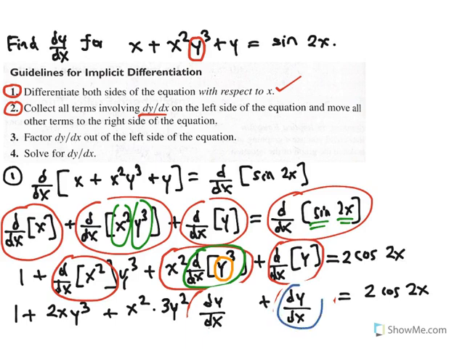So I have 2 terms that have dy/dx in them. So that's one term, and this is another term. The other terms do not have dy/dx, so I will move them to the right side of the equation. And then after I do that, I will do step 3. Factor dy/dx out of the left side of the equation, and then finally solve for dy/dx.